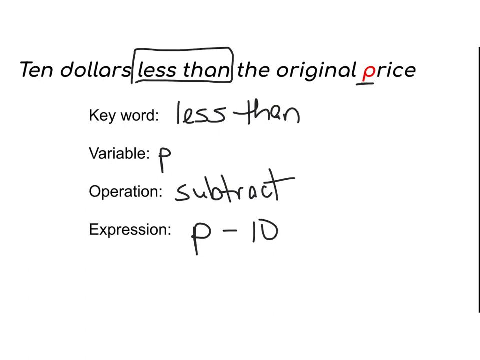So sometimes you need to determine if you're subtracting from the original price or you're subtracting from 10. So in this case, we're subtracting from the original price, so that's why we're writing P minus 10. And these are the types of problems that some students have issues with when they're writing the expression. So make sure you're understanding where you're putting the subtraction.